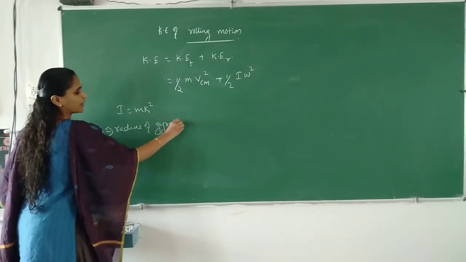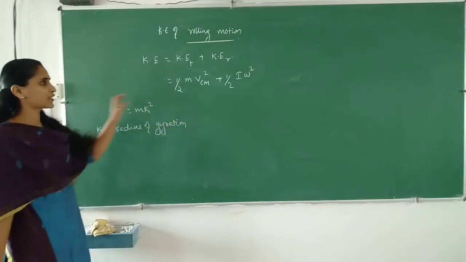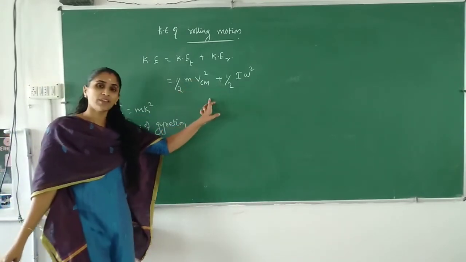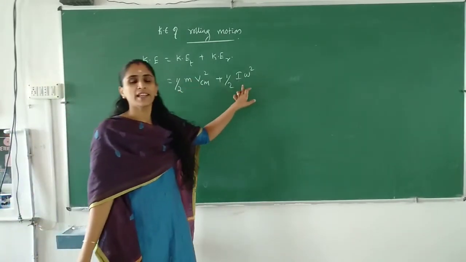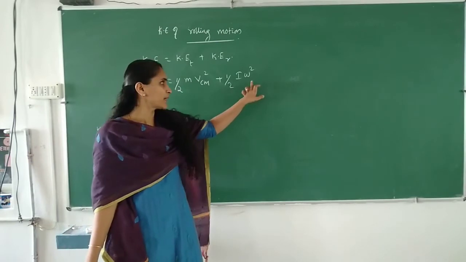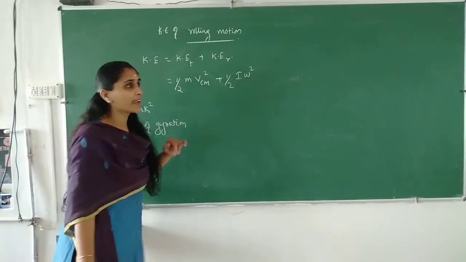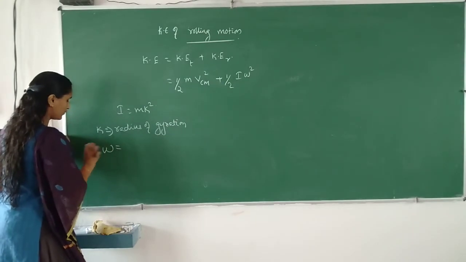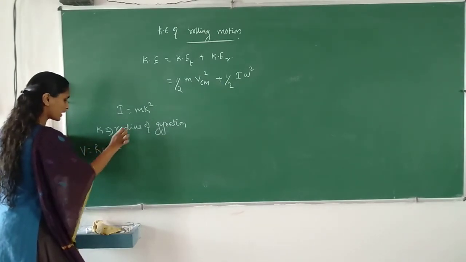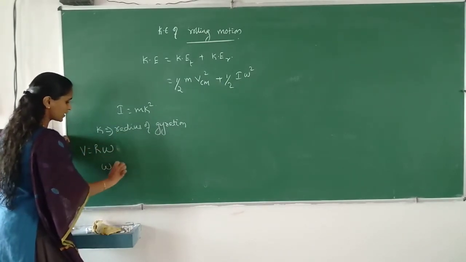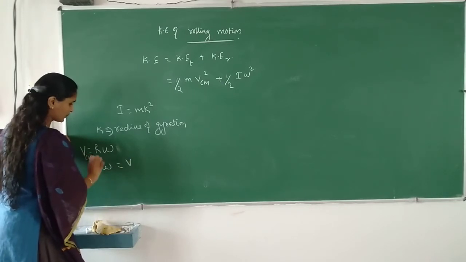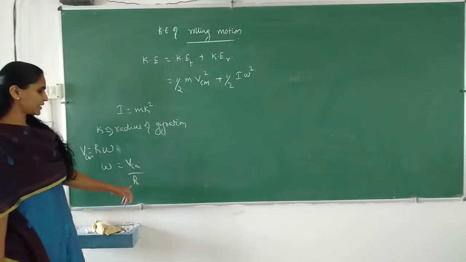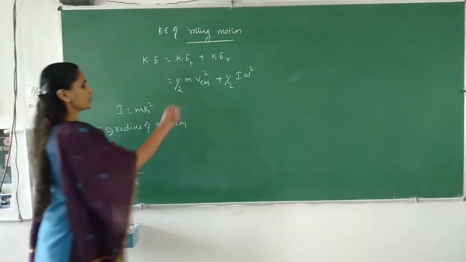Whenever you are writing any equation, you have to mention what those symbols are. M stands for the total mass, Vcm is the velocity of the center of mass, I is the moment of inertia of the object, omega is the angular velocity. You know the relation between omega and V: V is equal to R omega, or omega is equal to Vcm by R. Instead of omega, you can write Vcm by R, so that you can substitute here.